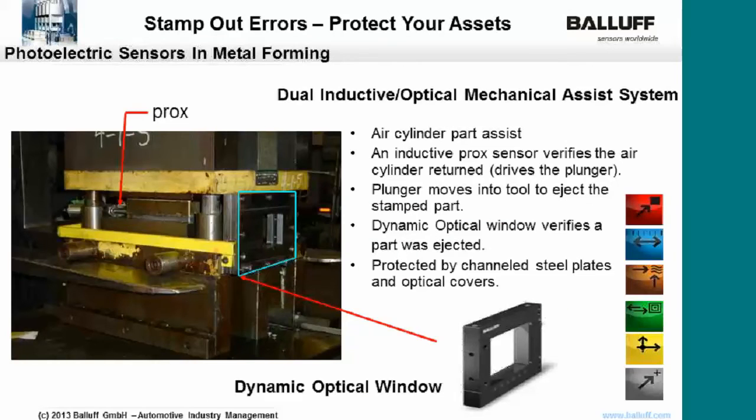Here's another dual inductive / optical sensor system used for part out. So there's a prox you can see highlighted in red, and there's also an optical window. So the inductive prox sensor verifies that the air cylinder has returned because the plunger is being driven back. So the plunger moves into the tool to eject the stamped part, and then the window verifies that the part was actually ejected.